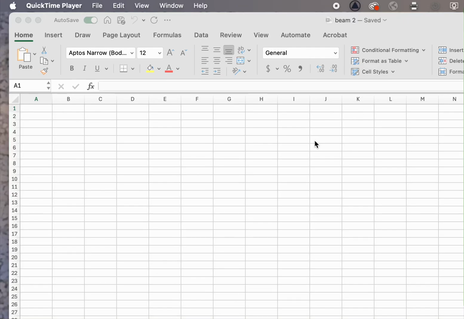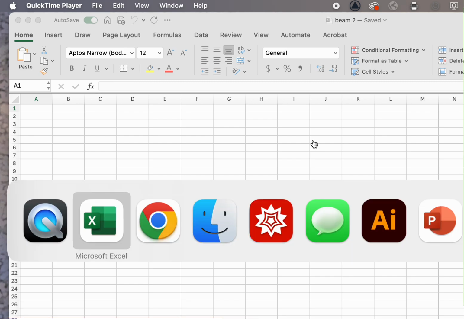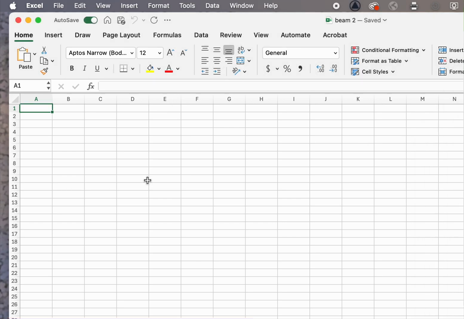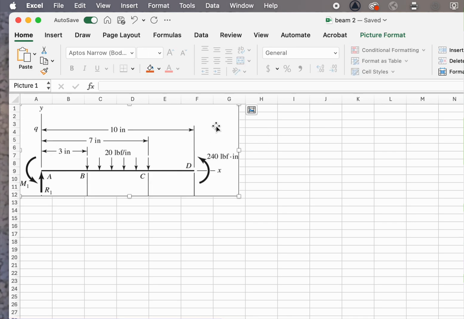Okay, let's do a second example. Call this beam 2. I am going to copy an image over here and paste it in here. So here's my beam.